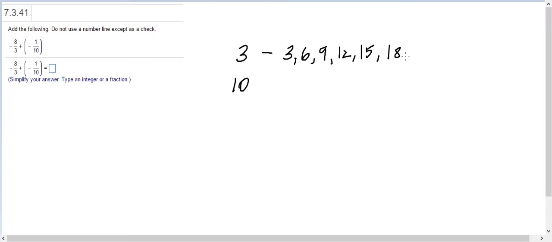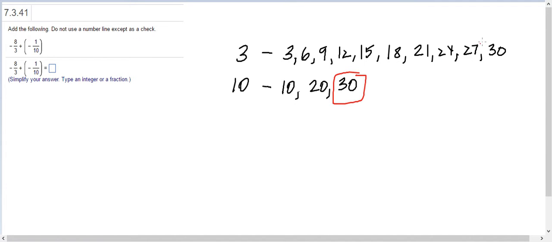Right, and we keep making these lists all the way out. Now I have to go pretty far here, but these are all the multiples of 3. Then we get the multiples of 10. They're easy, that's 10, 20, 30. What we're looking for is what number is common to both of these lists. We have to go until we get a common number, which is why I had to go out 10 multiples of 3. But we find out that it's 30.